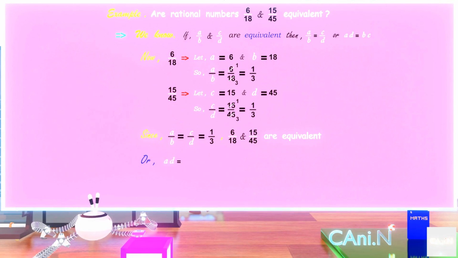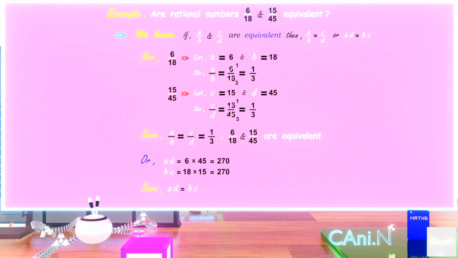Or, AD equals 6 into 45 equals 270. BC equals 18 into 15 equals 270. Since AD equals BC equals 270, 6 by 18 and 15 by 45 are equivalent.